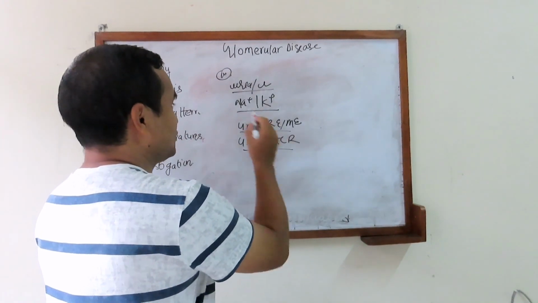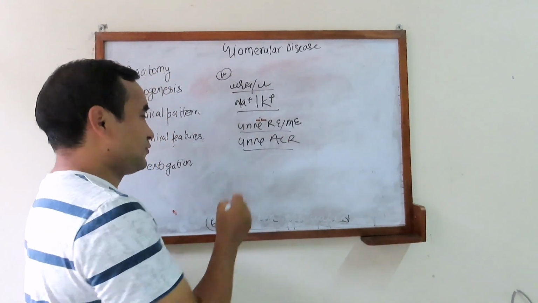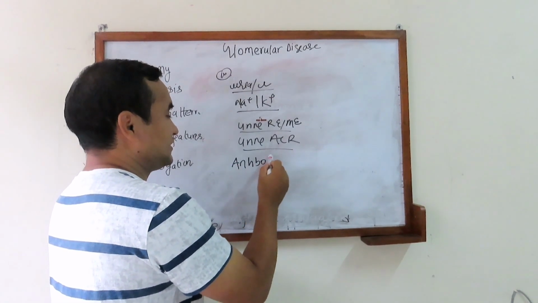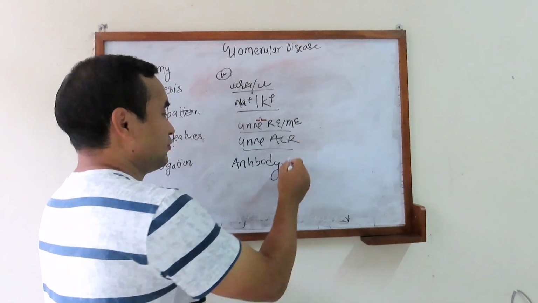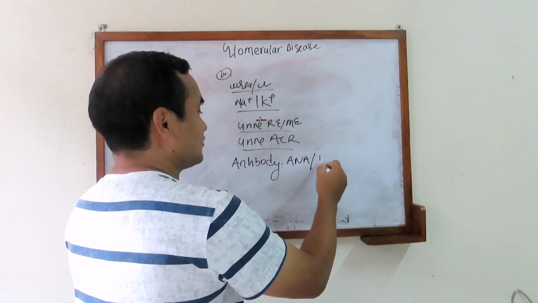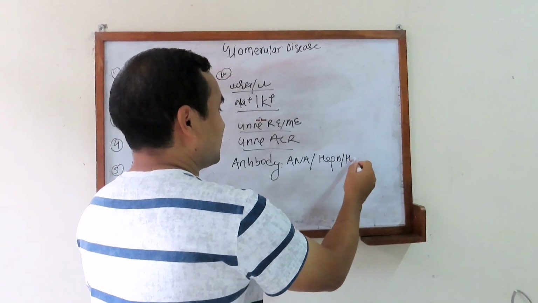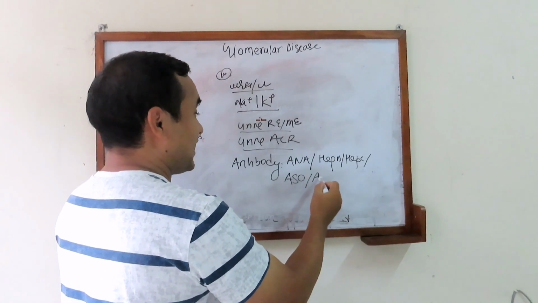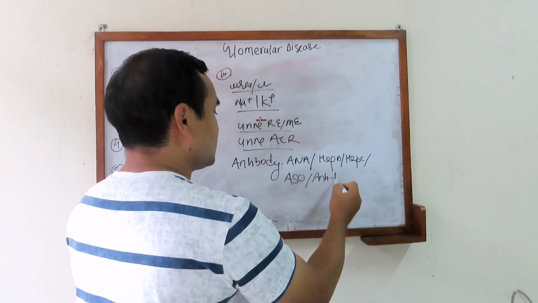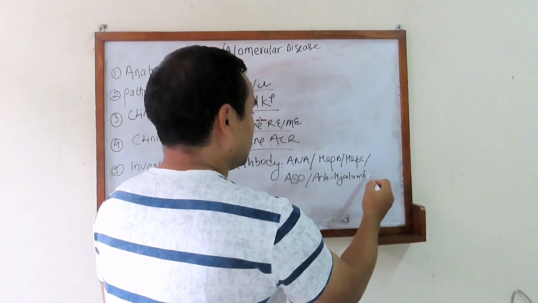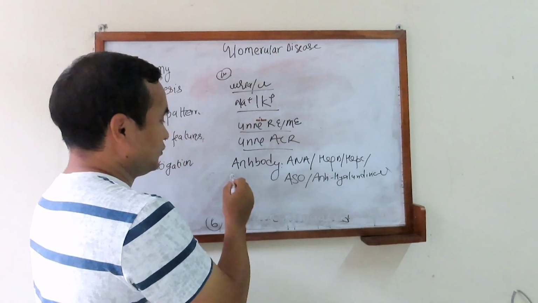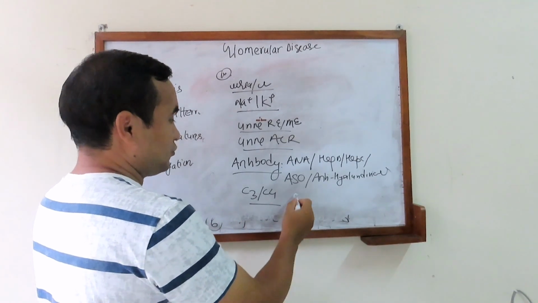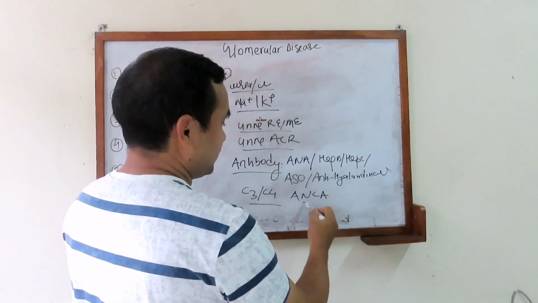Together we also have to test, because there are different glomerular syndromes, for antibodies, like classical antibody testing. We can do ANA for SLE. We can also test for hepatitis B and C. We can also test anti-ASO for post-streptococcal, or anti-hyaluronidase. Then we can also do the complement level. We can also do the ANCA level to look for vasculitis.